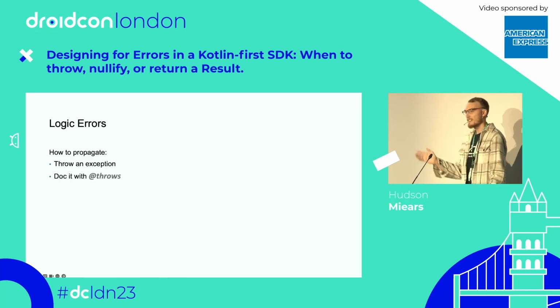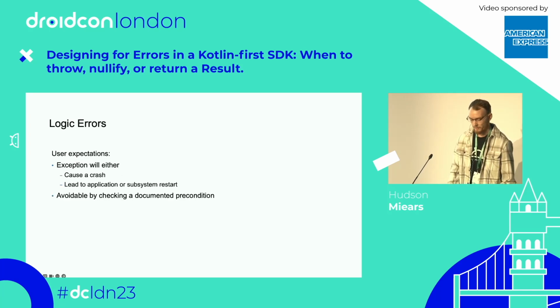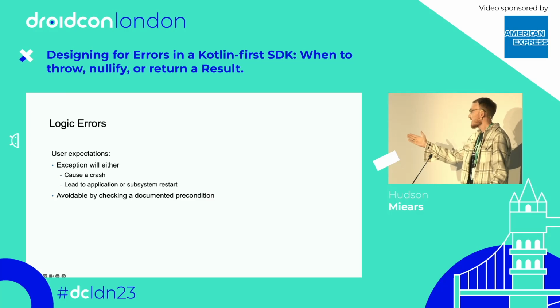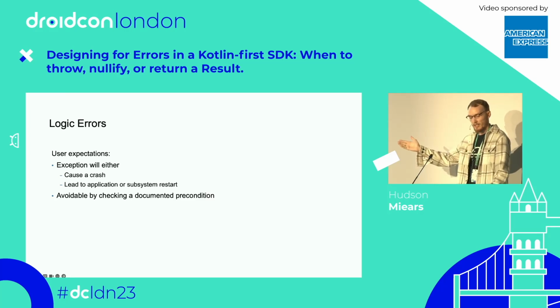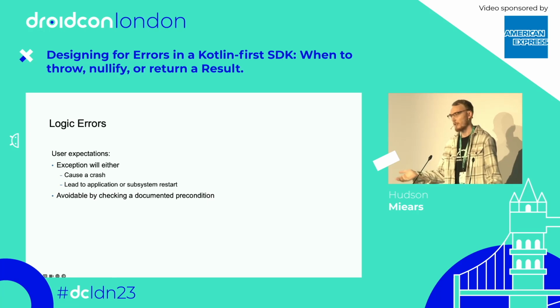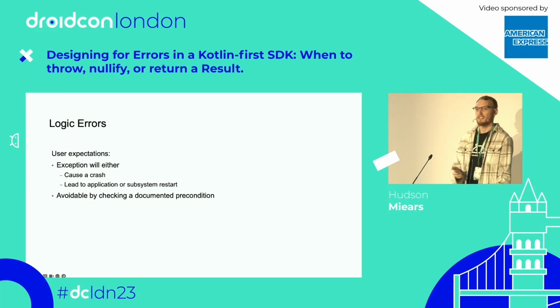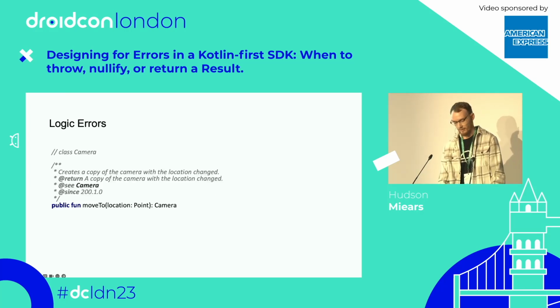How do we propagate these? This is the case where in Kotlin we throw an exception. And it's important to document it with @throws, because the compiler is not going to tell them what that exception is or that your function is going to throw an exception. So they need to know about it ahead of time. The user expects that the exception is going to cause a crash or is going to lead to an application or subsystem restart if, for example, some higher level error handler is being used. And the user expects that this error is avoidable if they can check some documented precondition.